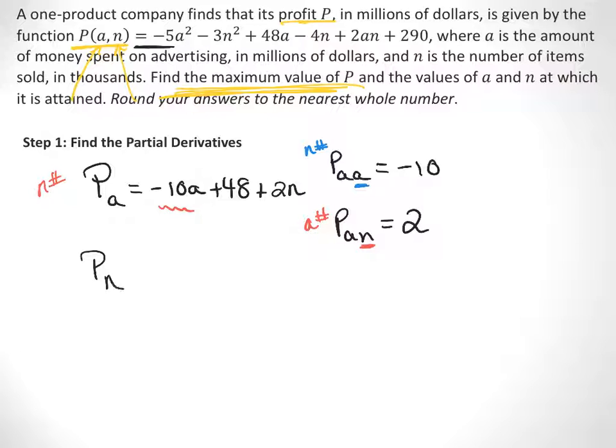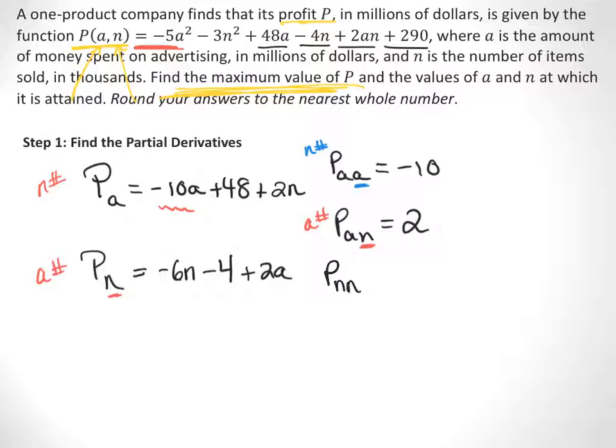Now let's look at the profit with respect to N, and now that means A is a number. We're going back up here again to the profit function, but now we're looking at N as the variable, not A. So the first term goes to 0. The next term, negative 3N squared, goes to negative 6N. Then 48A, just a number, goes to 0, minus 4N gives us minus 4 as the derivative. Plus 2AN gives us plus 2A, and the number 290 goes to 0.